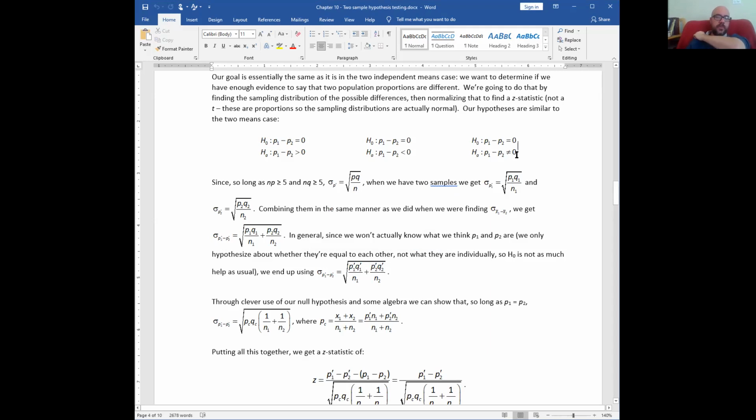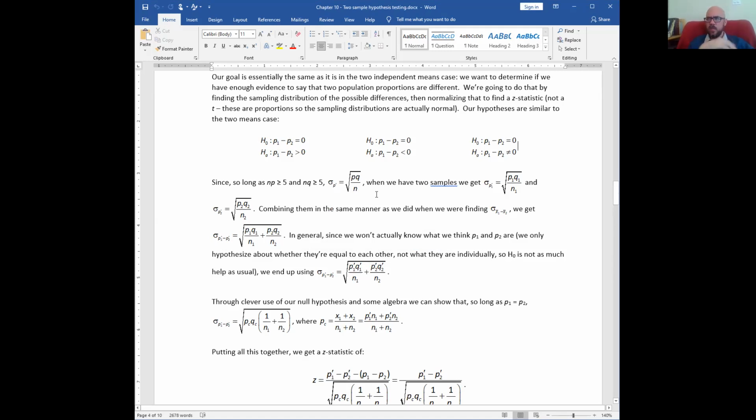So the way we're going to do that is analogous to the pooled standard deviation from the two-sample t-test for means. However, it's always true in this case. There's not even an option to do not pooled, basically. So here's the idea.